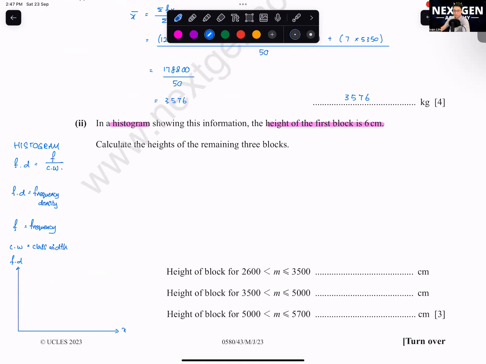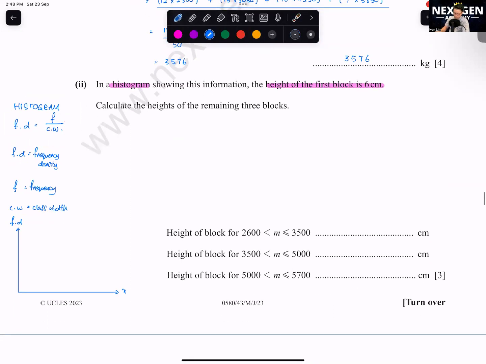So your FD will be your y-axis, which now you follow this formula, frequency over class width. You also have to know that if they ask you to draw it out, it's not symmetrical. The width, some is fatter, some is smaller. It looks like a bar chart, but it's not a bar chart. All right, how do we do this question?